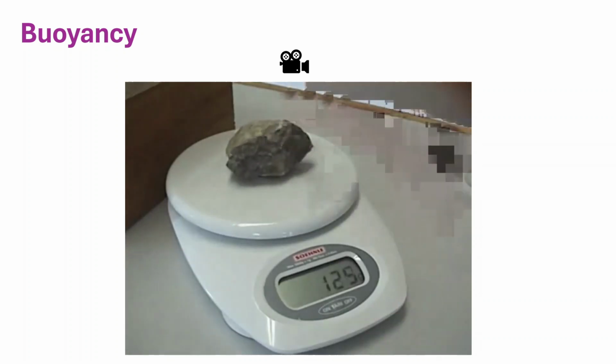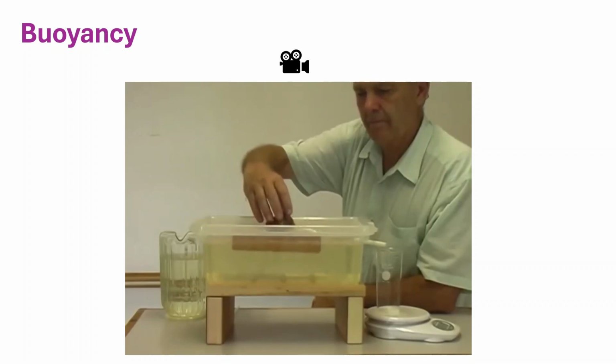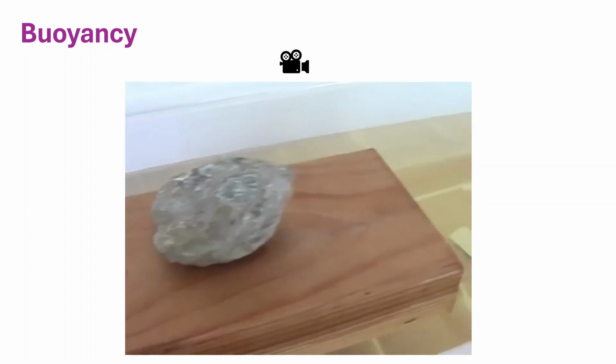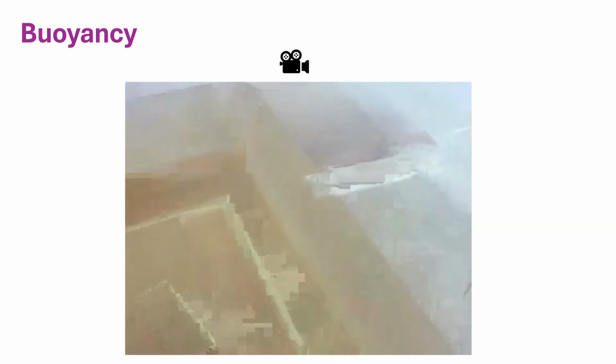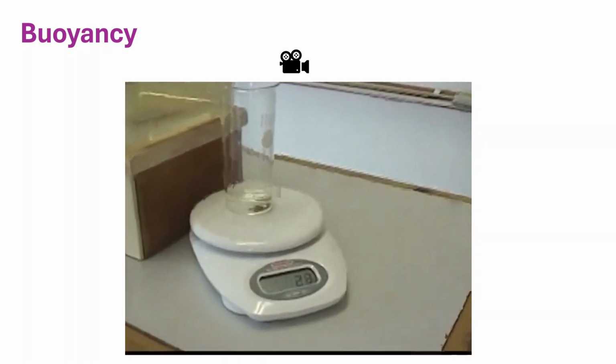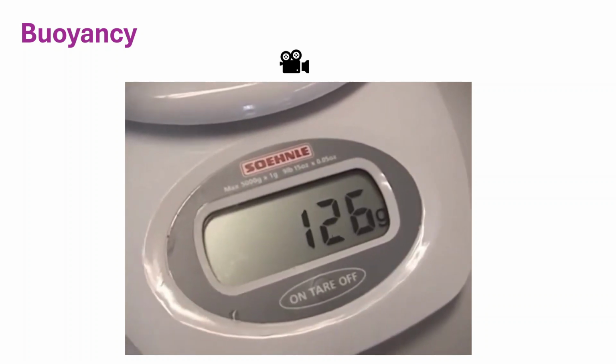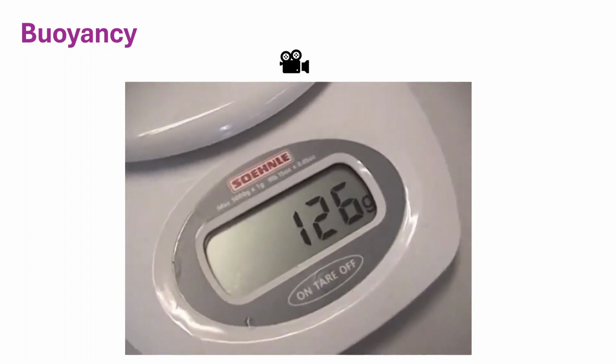What happens if I add a weight to this floating block? Like this 126 gram stone. The wood block sinks further, displacing more water. Can you predict the weight of the water displaced by the stone? Did you get 126 grams? That's right. The additional weight of the stone caused the block to sink further, displacing a weight of water equal to the weight of the stone, 126 grams.